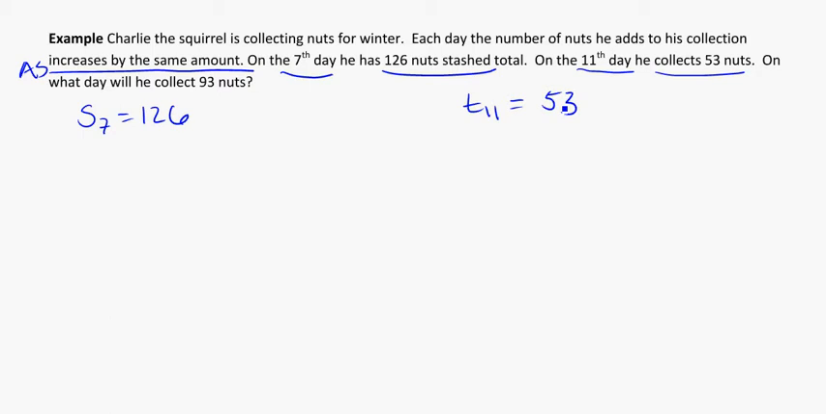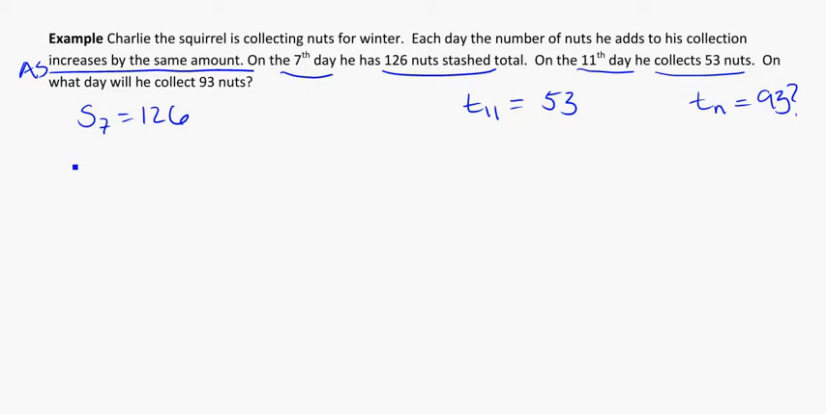So, they want us to find on what day will he collect 93 nuts. So that's Tn is equal to 93. We don't know that. Okay. So again, I don't know my A, I don't know my D, and I don't really have enough information to figure it out on my own, so I'm going to have to use simultaneous equations.